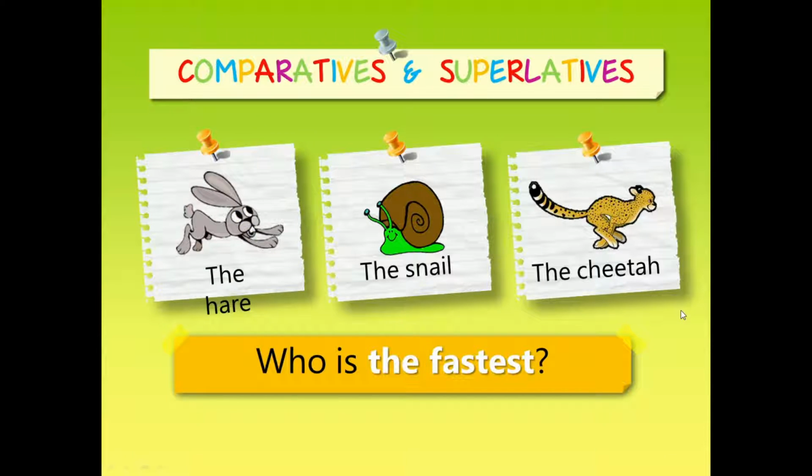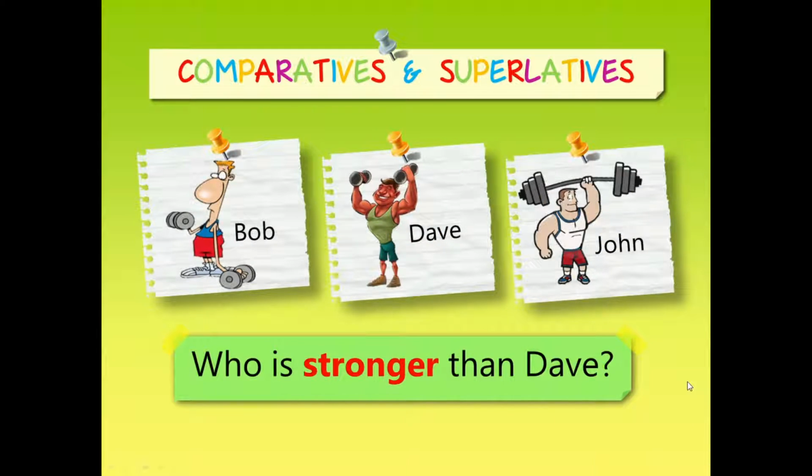How about this time? Who is the fastest? The hare, the snail, or the cheetah? Yes. Perfect. That's right. The cheetah is the fastest. Okay, look at these 3 people. Who is stronger than Dave? What do you think? I think it's John.